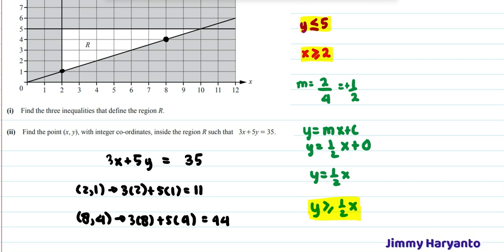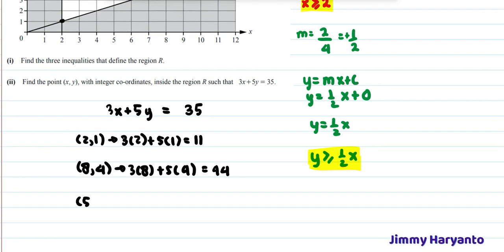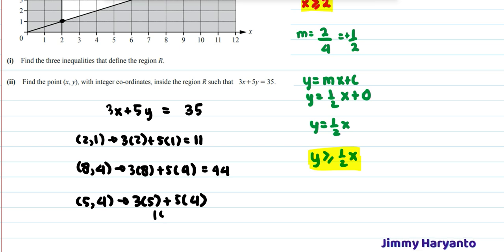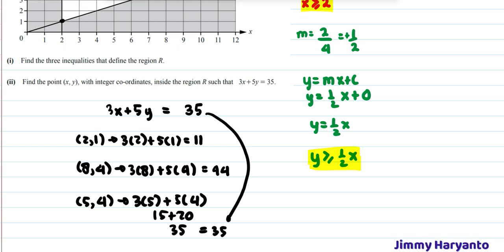Which one? 21, 25, 18, 25. Nah, not that one. 5 and 3, not that one. 5 and 4. This one, 5 and 4, yeah. So we have to choose 5,4. For 5,4, it will be 3 times 5, and then plus 5 times 4, and the answer is 15 plus 20. It's 35, and it's exactly the same as the question. So the point is 5,4 for this one.